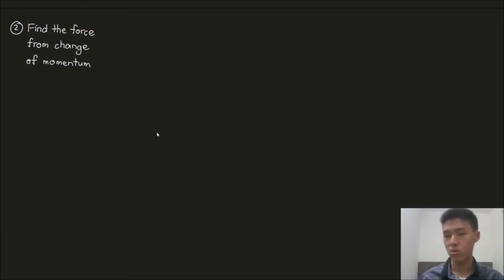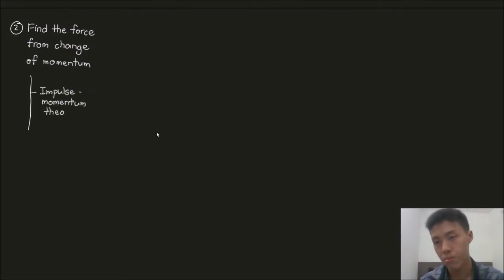Okay, so how do we do it? Again, let's write it really clearly. The concept that we will use is the impulse momentum theorem. The impulse momentum theorem says that the impulse will be equal to the change in momentum. The impulse experienced by something will also be equal to the change in momentum experienced by that something.